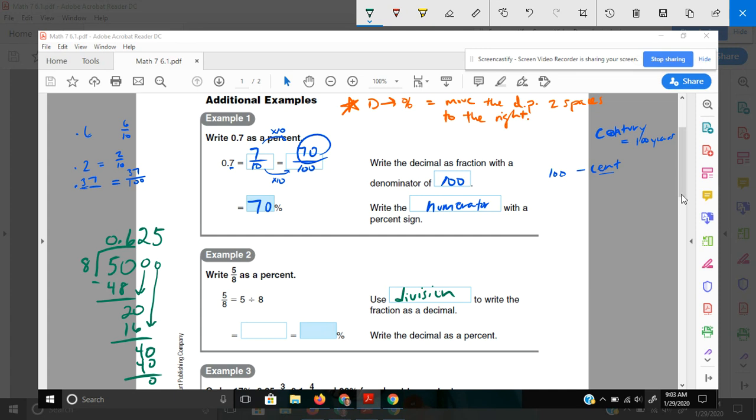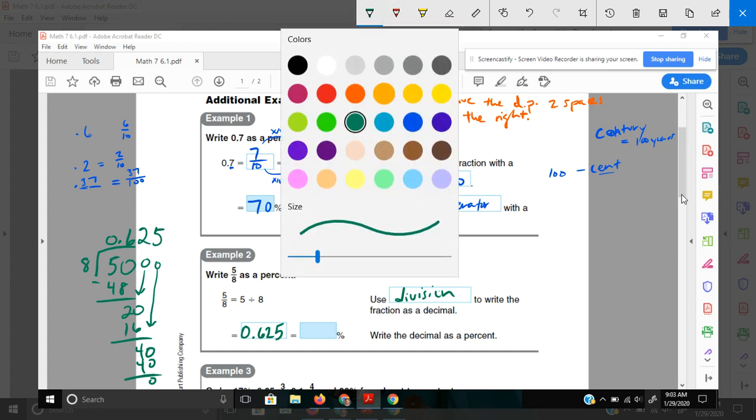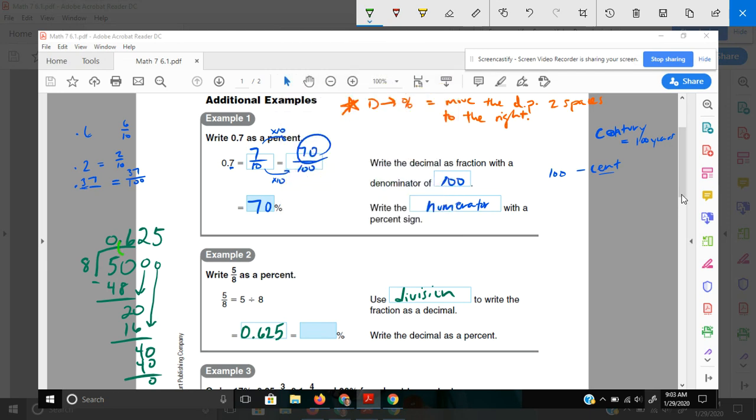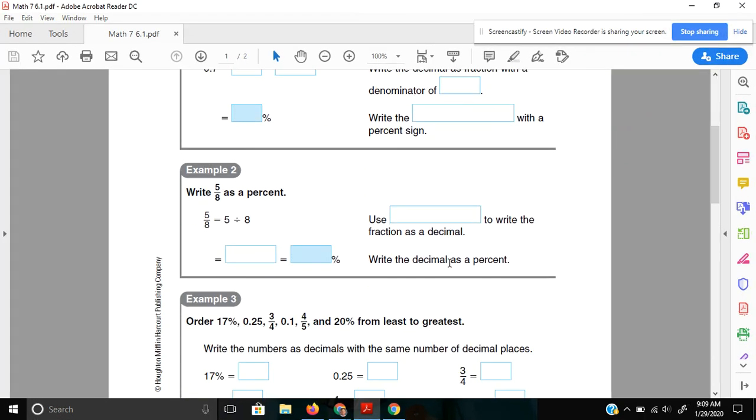So 5 divided by 8 would be 0.625. And again, from my hint up here, decimal to percent, move the decimal 2 places to the right. So 1, 2, to put it as a percentage. So 62.5% is that fraction as a percentage. So division will work. Getting your denominator to 100 will work. Moving your decimal place will work. Lots of different ways to calculate these is what I'm trying to get at.